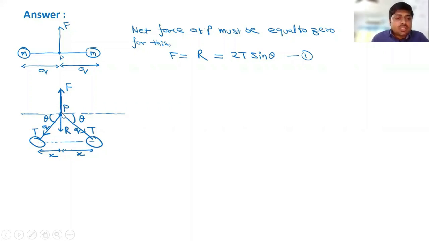And for the equilibrium state here, because this point P will be in equilibrium, we can say F is equal to R. R is the net force that is acting in the downward direction. That will be equal to 2T sin theta. Let's say this is our equation 1. Now assume this particle as a system, and say what type of forces will be acting on this system.